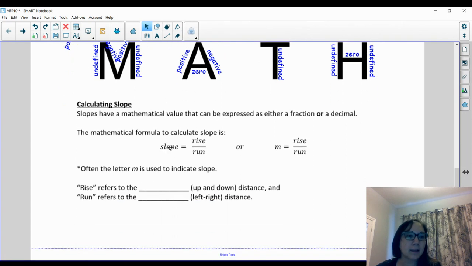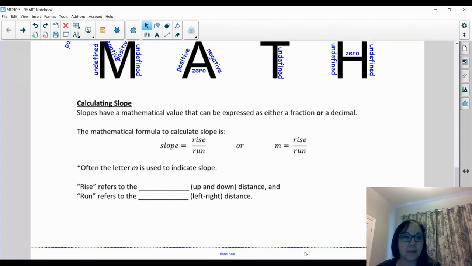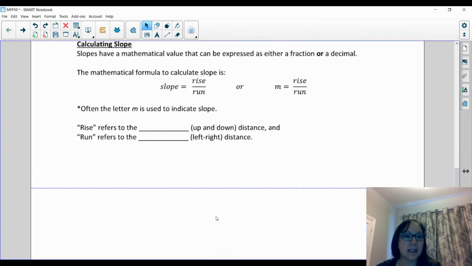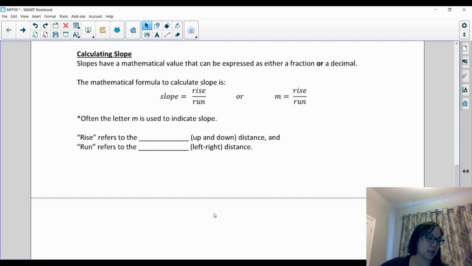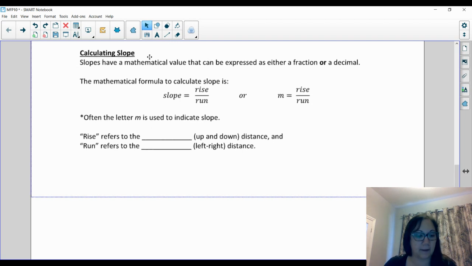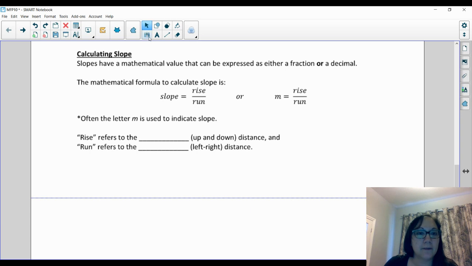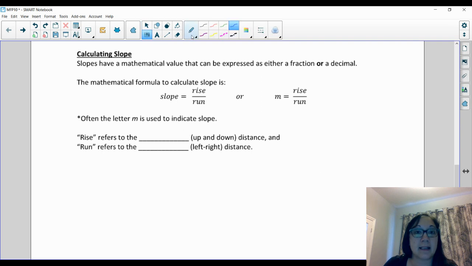Now to actually calculate the slope mathematically, we have a formula. And we've seen this formula before. We just wrote it a little bit differently. But our formula for slope is rise over run. And this is a very major concept in mathematics and science classes. You may have also even seen this in your various science classes. So I'm really going to highlight that.